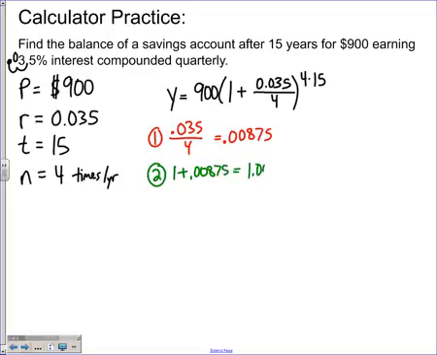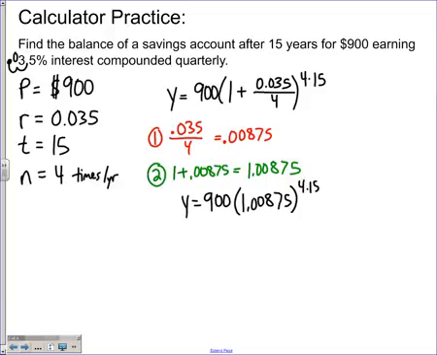So that's 1.00875 once I add 1. I've now completed what's in the parentheses. So you can see my equation is now looking like this: Y equals 900 times 1.00875 raised to the 4 times 15th power.